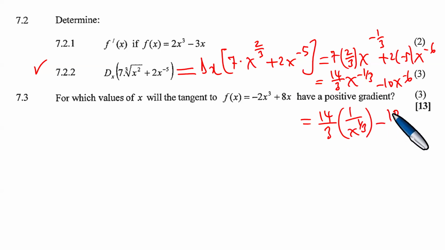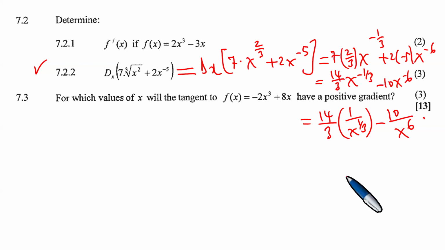Okay, which is minus 10x to the power 6. So what then do we need? Yeah, that's the answer to this question. So take a look at that. But often we write the answer with the positive exponents, and we have that.